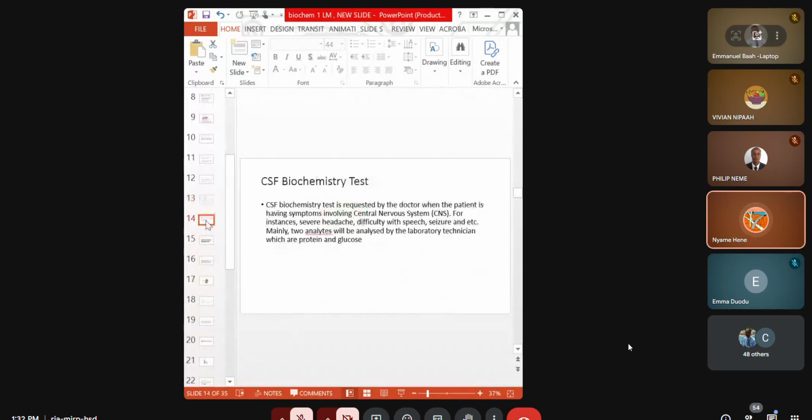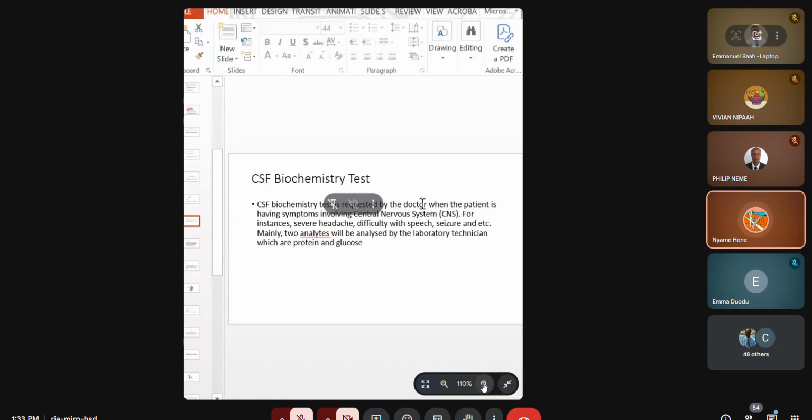So CSF biochemistry tests are requested by doctors when the patient is having symptoms involving the central nerve.